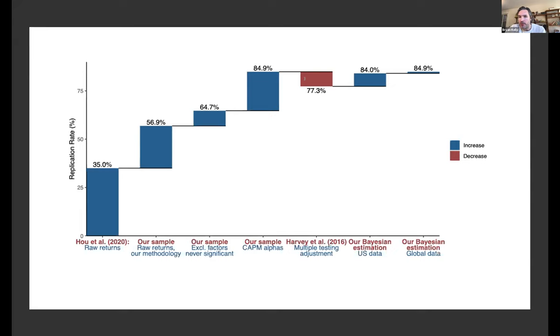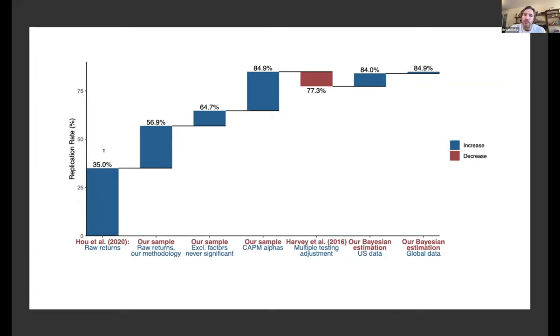We see this drop here. It actually doesn't really change our conclusion very much about the replicability of finance research. All right. So some of these methodological choices, to look at CAPM alphas, to look at some different construction of the factors, they're actually going to be robust to multiple testing corrections, even if you use the standard corrections from the literature.